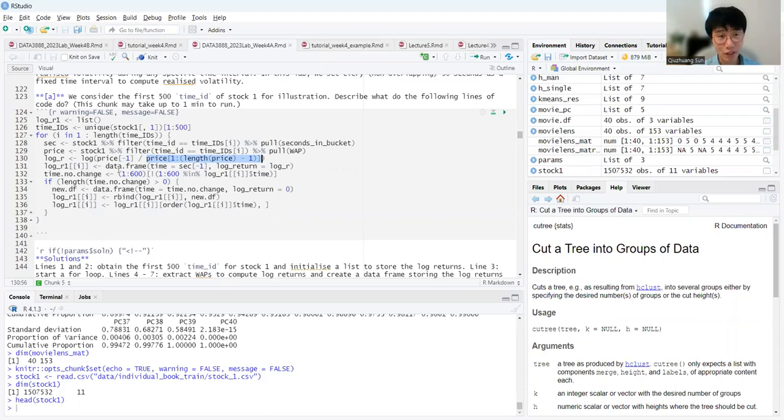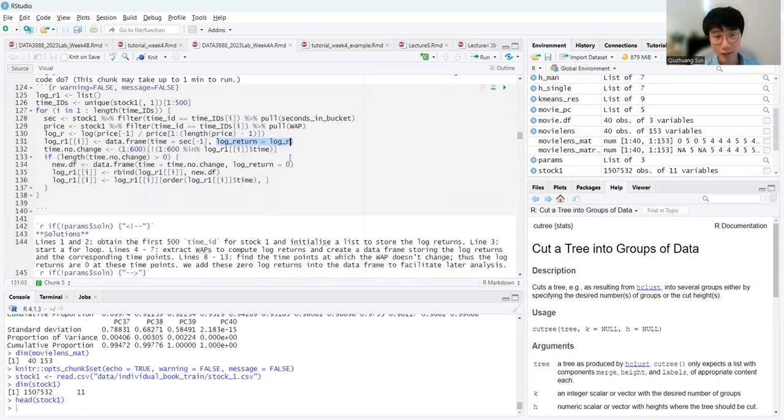Okay, then I create a data frame. This is the corresponding seconds, and this is the corresponding log returns. I create a data frame and put this data frame in this list to store the corresponding data. And then the following lines just insert 0 into this data frame. Remember that if I observe 0, 1, 3, 4, 5 in the seconds column, it means that 2 is missing, meaning that in the second 2, there's no trading.